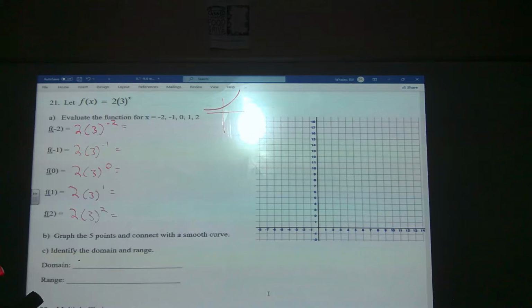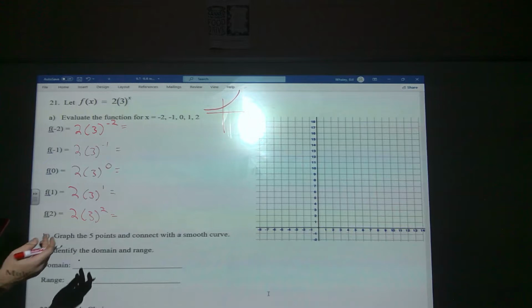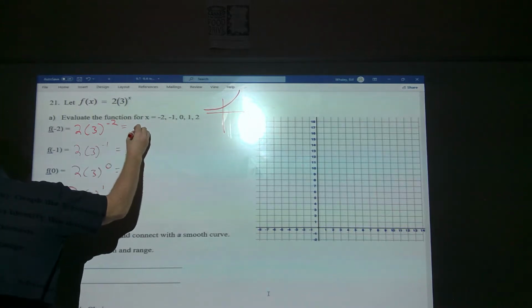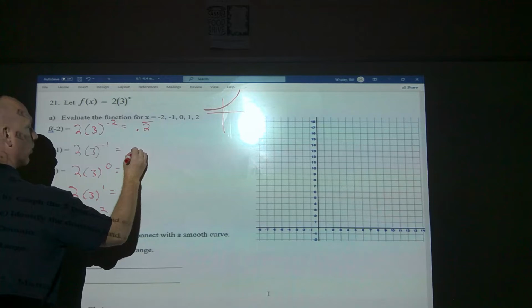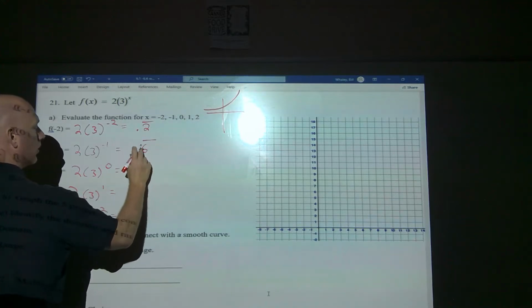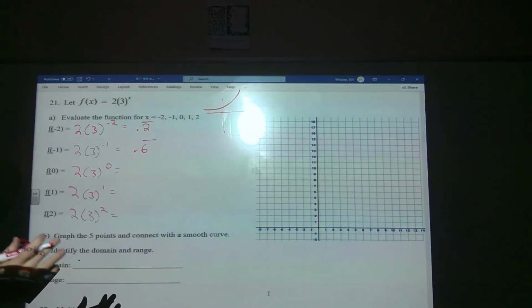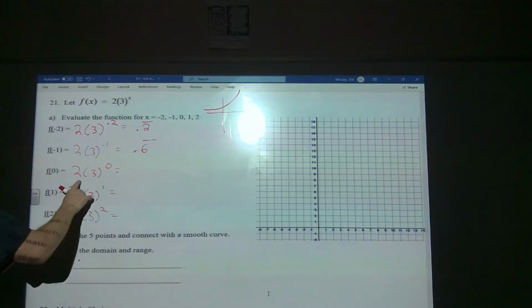So 2 times 3 to the -2nd. And I will accept decimals. This one is actually going to be a repeated decimal, 0.2 repeating. And then to the -1st, that's 0.6 repeating. Notice it ends up doing a 0.7 at the end. That's only because it rounds. 2 times 3 to 0.